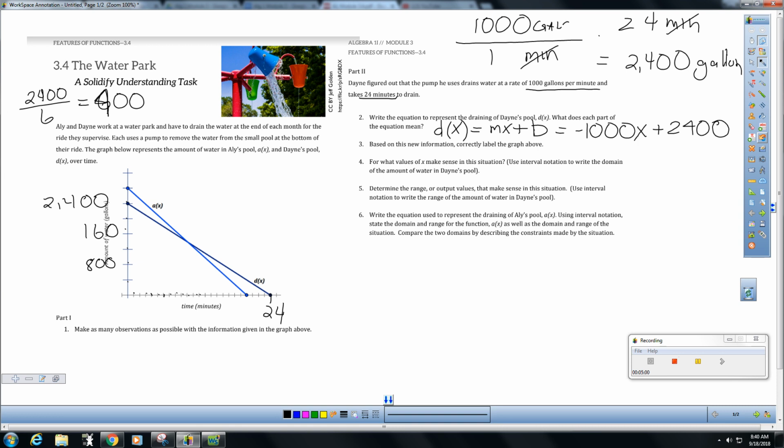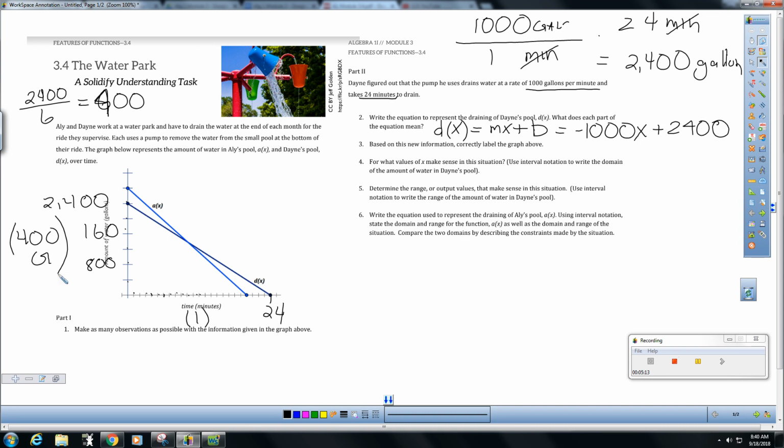Okay, so each one of these is 1 minute. Each one of these is 4,000 gallons each unit. And that's normal in graphs to have the units different. Okay, so we've got the information labeled.